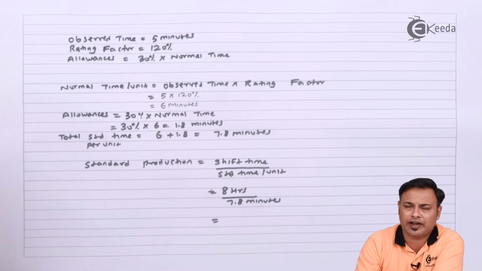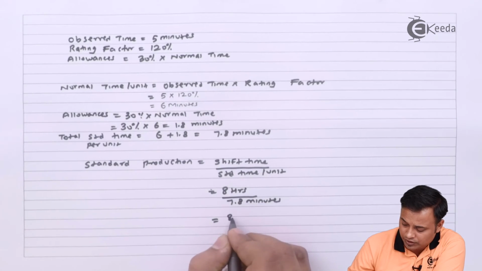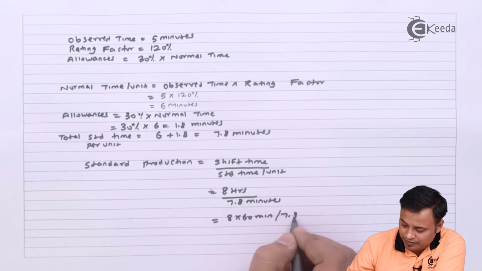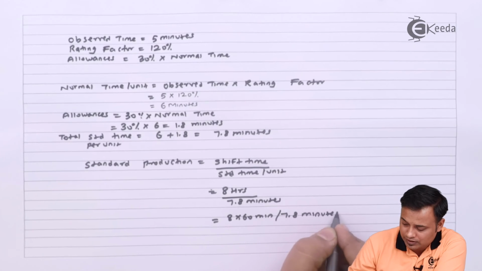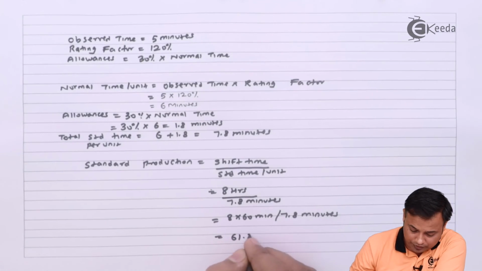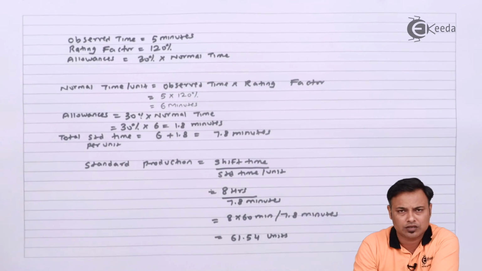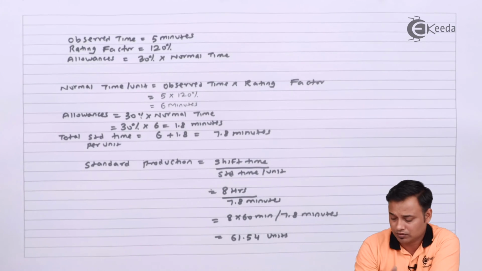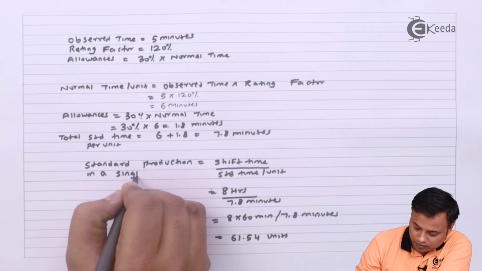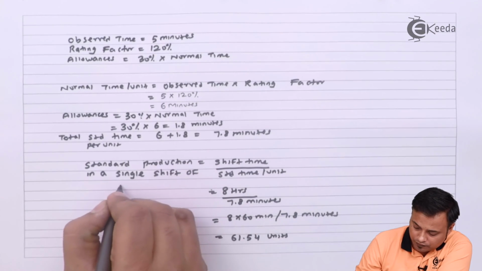Now I can't divide hours by minutes directly. So we simply convert this into 8 into 60 divided by 7.8 minutes so that I get the time in units. 61.54 units. This much is the standard production in a single shift of 8 hours.